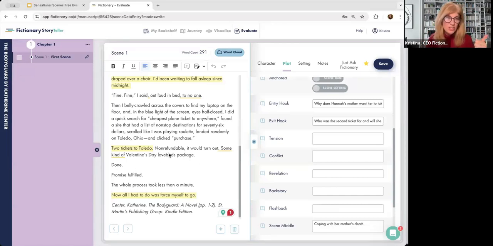ends the scene with, she got 2 tickets. So who is she going with? And it just gives us a hint. So when you're structuring your scene to be entry hook, point of view goal, scene middle, climax, exit hook, think about your genre and can you put something in there?